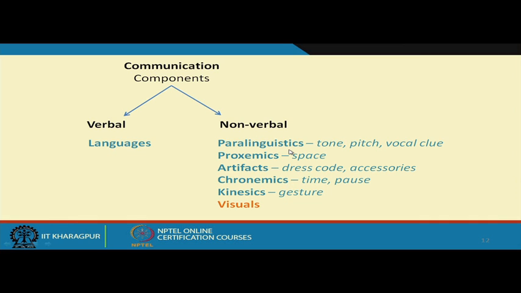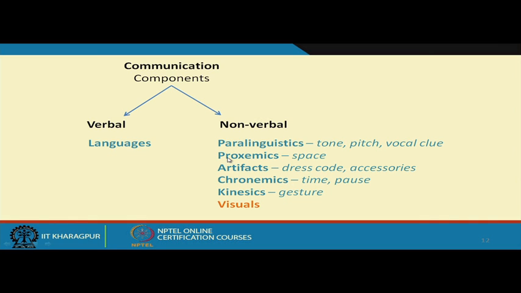First is paralinguistics. Paralinguistics is the tone or the pitch or the vocal modulation that I have in my voice. So that also leads to a particular kind of communication. That deals with paralinguistics, where we are actually talking about the modality, the sound quality of communication. So that also plays a very, very important role in communication. The other is proxemics.